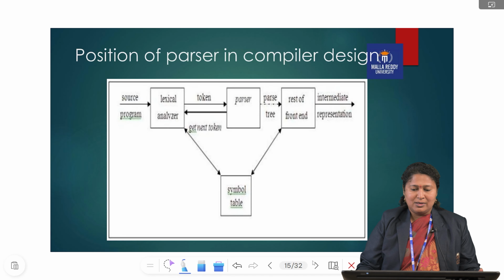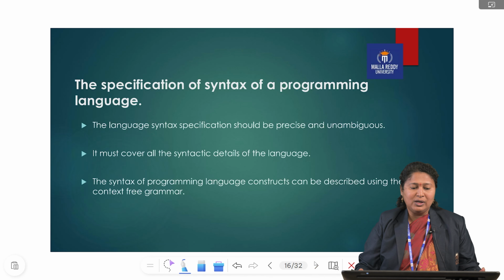So where is the position of the parser in compiler design? The source program is input to the lexical analyzer. The lexical analyzer will group the tokens and place the tokens in the symbol table. Next, the parser will get the tokens from the lexical analyzer, and based on the tokens, it will form the parse tree. That parse tree is given to the rest of the front end, that is to the semantic analyzer, and the semantic analyzer output is intermediate representation. In that way, it continues to the other phases of the compiler.